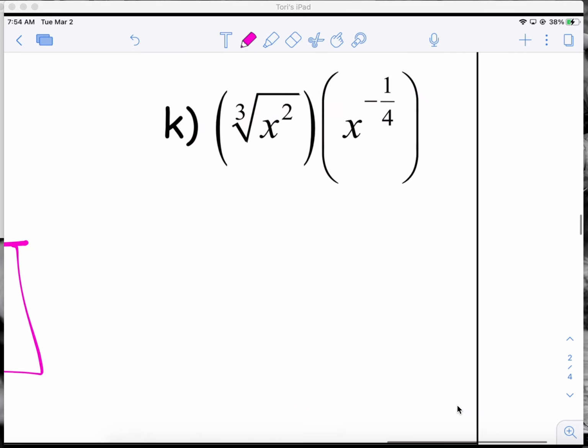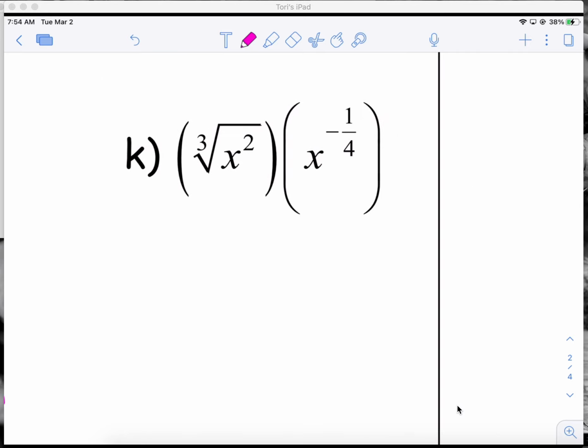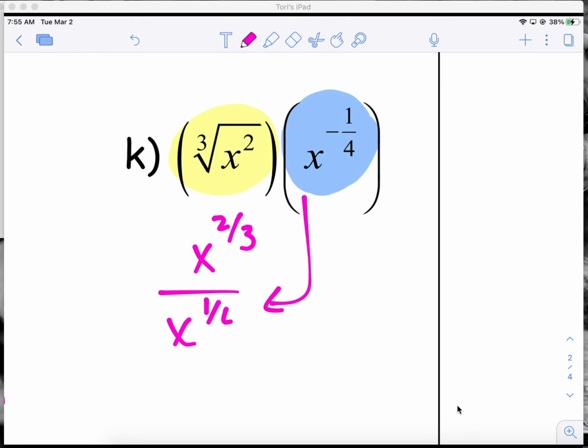Last one in this section is going to be k. Again, I'm going to rewrite them straight into fractional exponents. These guys are positive, so I'm going to keep them on the top. So x to the 2/3. This guy, though, he's negative. I'm going to go straight to the bottom with him. X to the 1/4. Now, they have to have the same denominator in order to work with this.